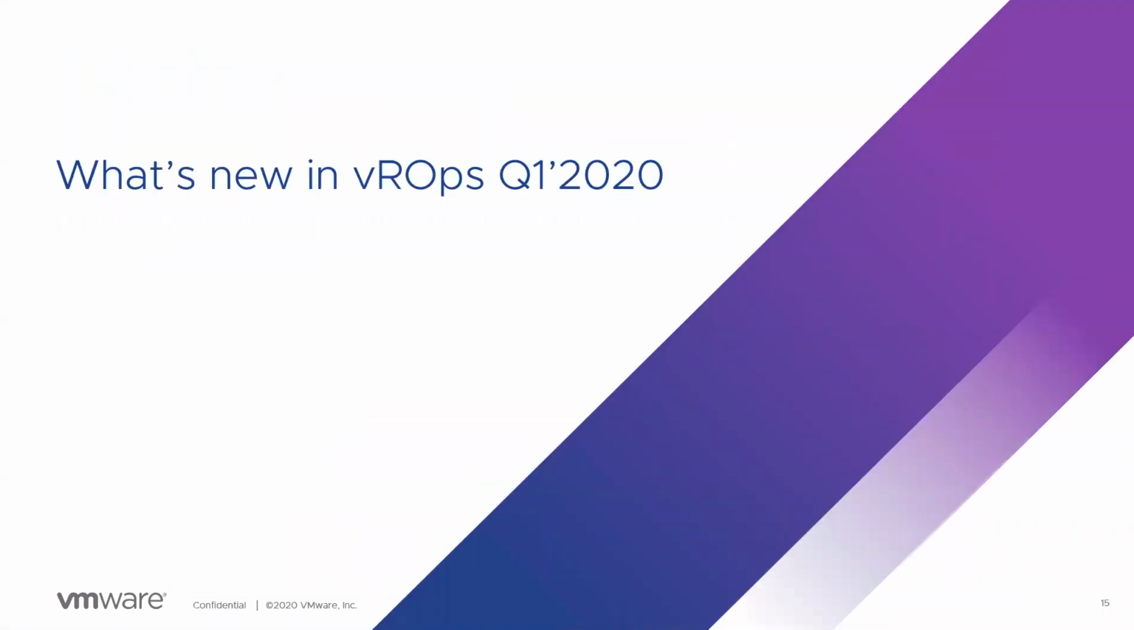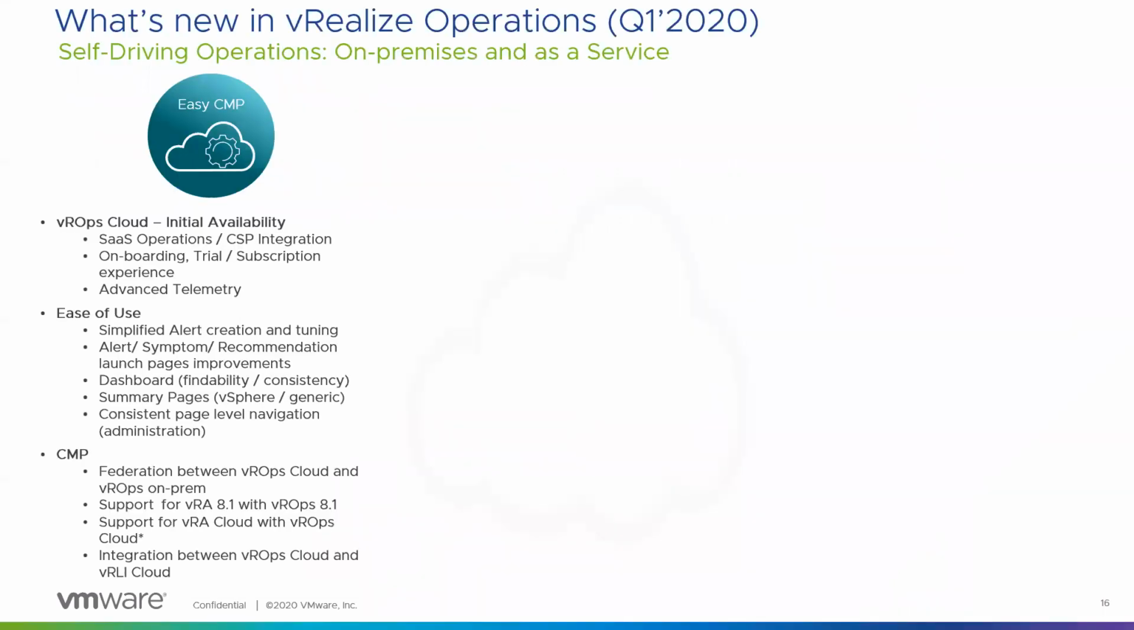Now let's jump into what we are doing from the feature perspective. As I mentioned, those 3 pillars, the first pillar being the easy CMP, where primarily the first idea which I've spoken about is vROps Cloud. Now it's available to you, including the advanced telemetry, where we understand your behavior of using the product, which workflows you are using more, which dashboards you are using more, and where you are struggling and spending more time, so that we can improve it further.